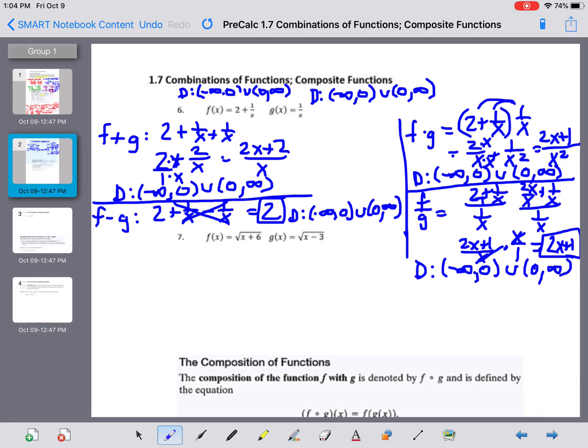Okay, so just always keep in mind that whatever your domains you start with are the first line of restrictions, and then something can actually become more restrictive, but you can never become less restrictive when you combine functions.